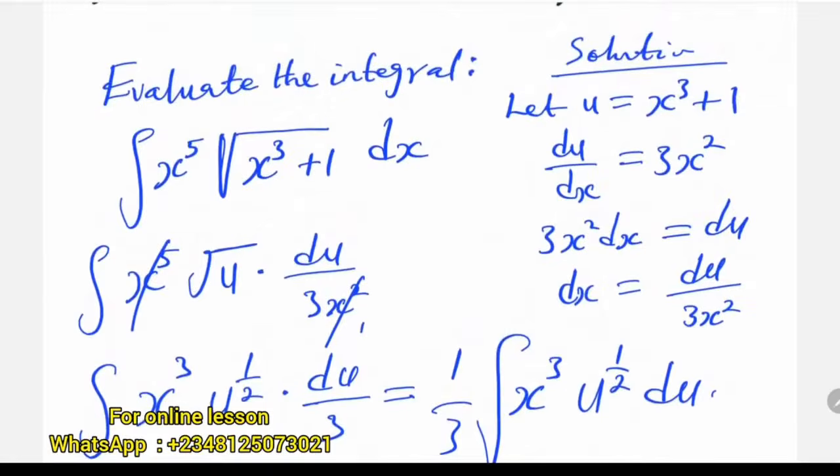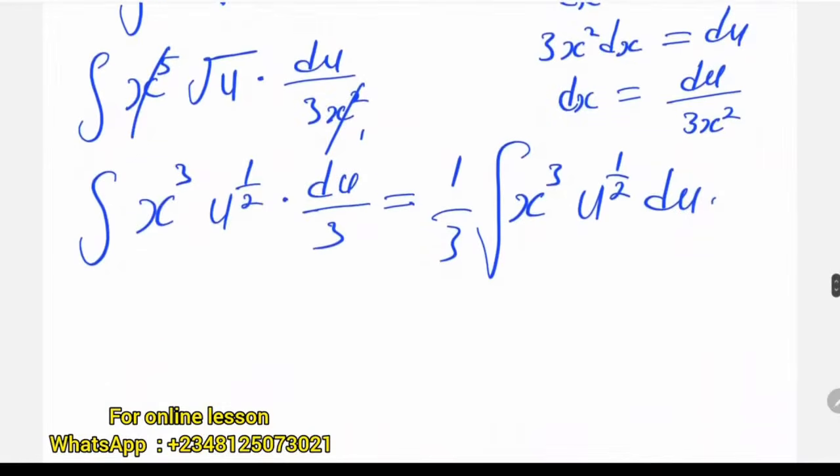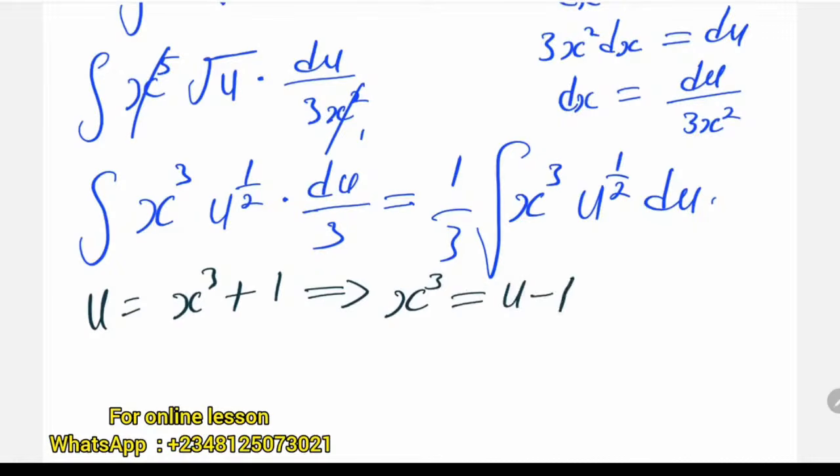Here we have u equal to x raised to power 3 plus 1. Remember that here we have u equal to x raised to power 3 plus 1. Let us make x raised to power 3 the subject of the formula. And this will now imply that x raised to power 3 becomes equal to u minus 1, because we are going to take this one to the left side to meet u. So at this point, we can substitute this x raised to power 3 into this integral problem.